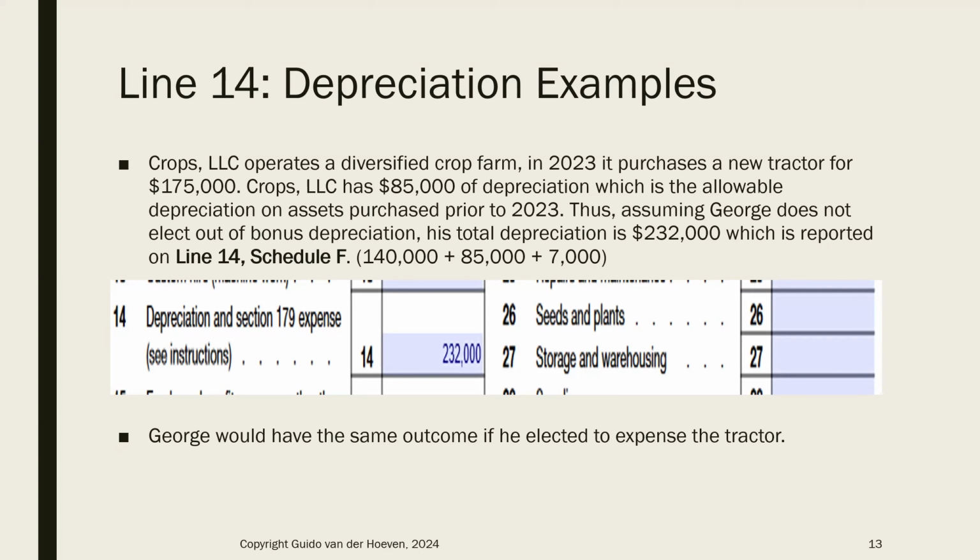Now, if he expensed the tractor, he's going to be able to recover all of that $175,000 instead of having to split it into $140,000. So he would actually get a little bit more of a benefit. The question is, is that the smartest long-term thing to do?